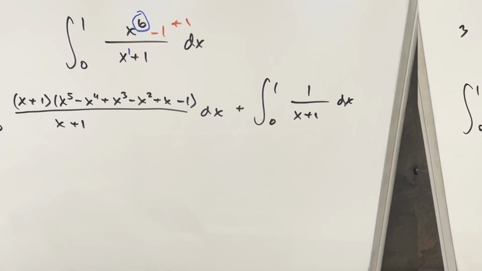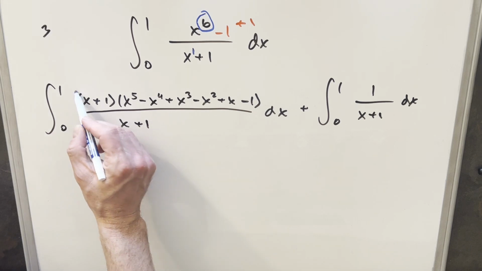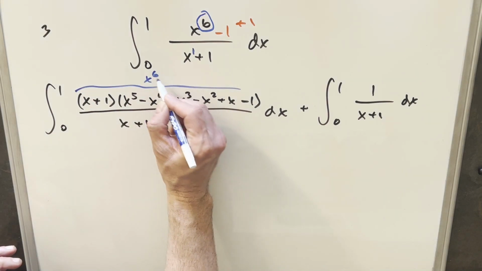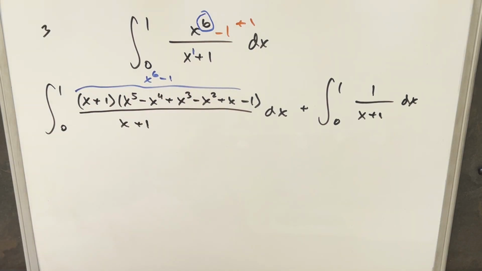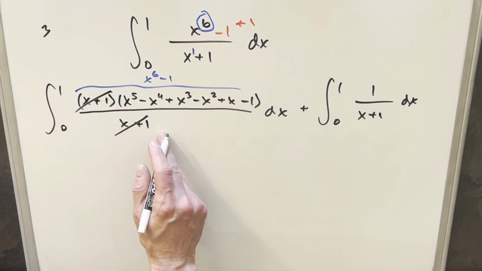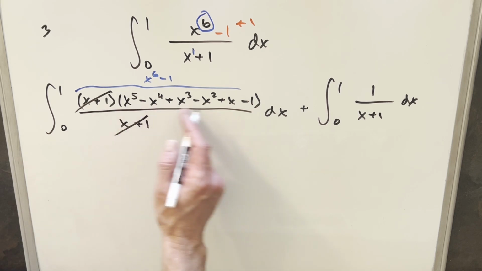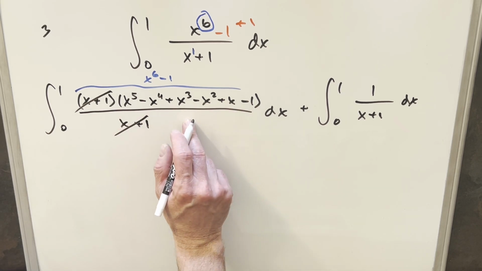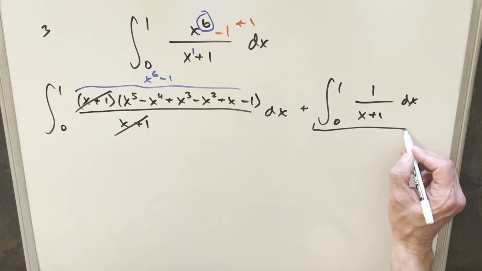Okay, so now that I have this whole thing rewritten, this whole numerator is just our x to the 6th minus 1 value that we factored on the previous board. And now you see we have our x plus 1 here, so I'm going to cancel this with this. And what that allows me to do is now this whole thing is just a polynomial, so we can use the power rule here, and we have an easy integral.